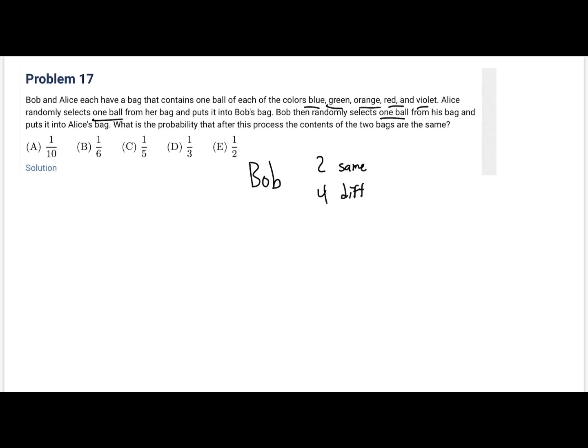So for the contents of the two bags to be the same, Bob also has to pick one of the two same ones. So the probability is, he has a total of 6 balls, and he has to pick one of the two, so it's 1/3. So it's 1/3, it's D.